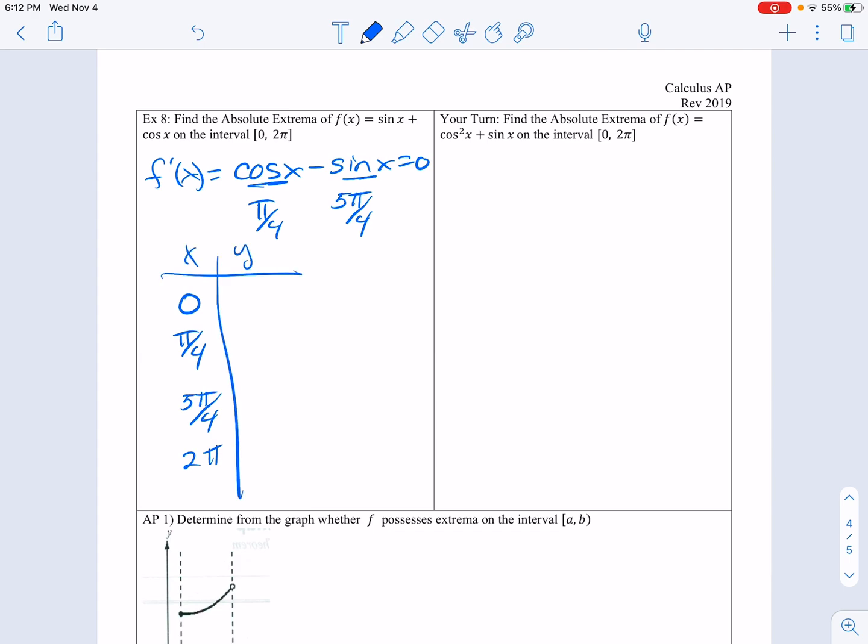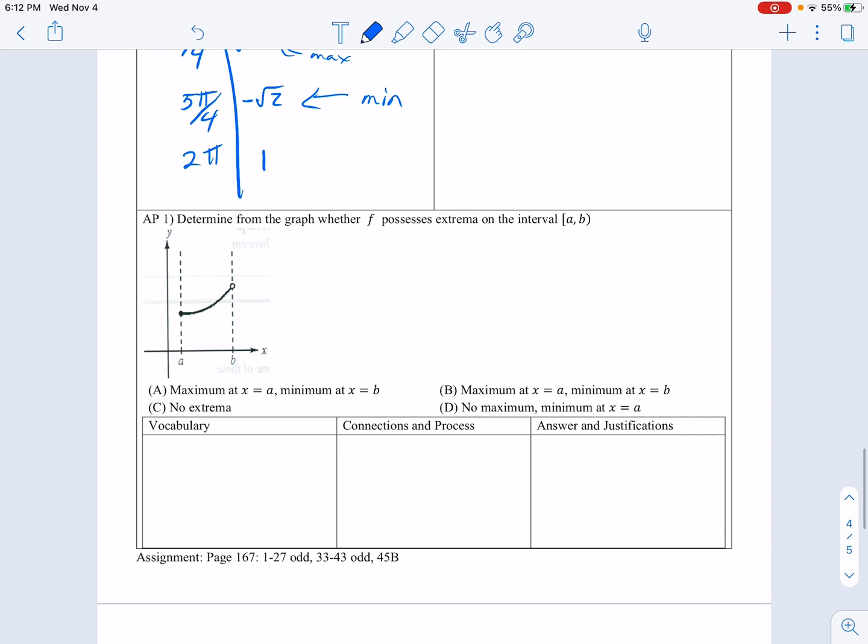X, y, you plug in 0, so that's 1. Pi over 4, you get root 2 over 2 plus root 2 over 2. So you have 2 root 2's over 2, so that's root 2. This is negative root 2, and this is 1. There's your min, and this is your max. Okay, do the same thing here.